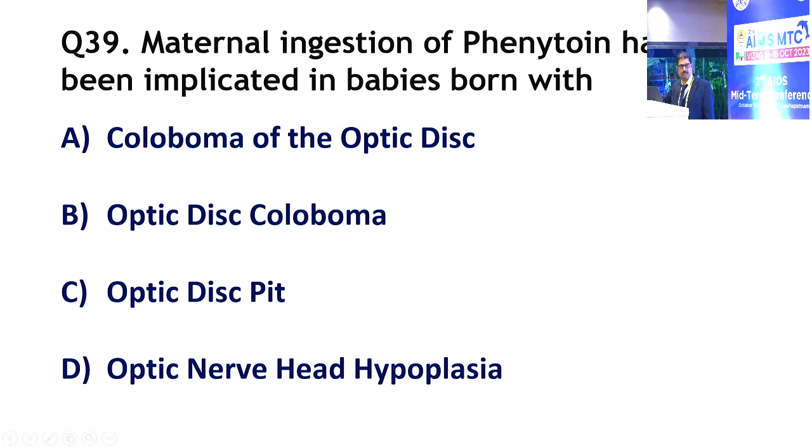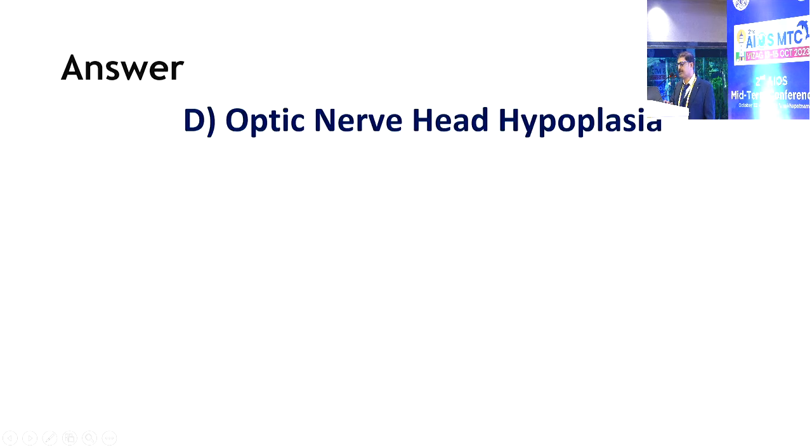What is phenytoin given for? Seizures, good. Optic nerve head hypoplasia occurs in children born with mothers who have taken phenytoin.